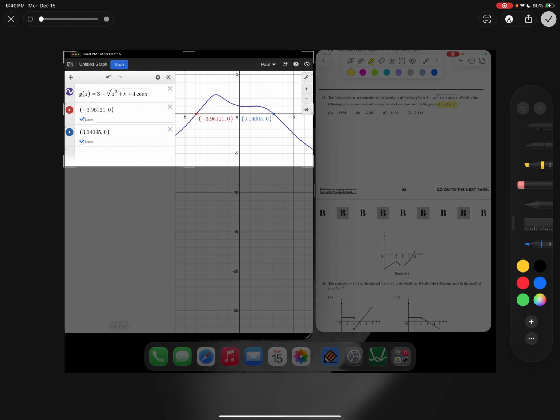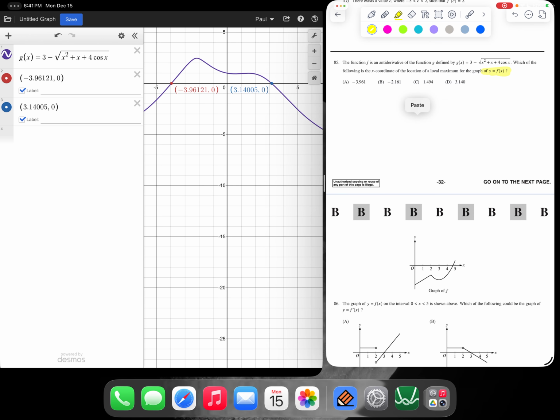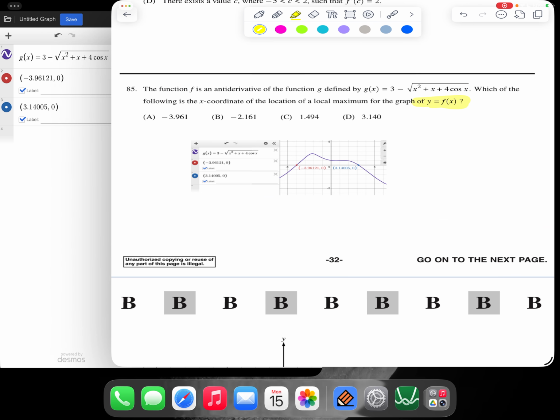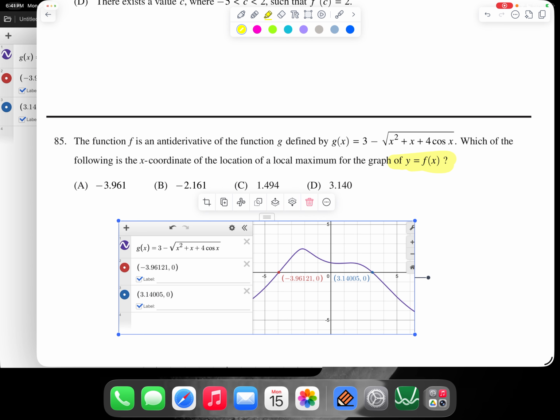I'm just going to grab a limited part of the Desmos piece, copy and delete because I don't need it later, paste it into there. Now let's take another look at Notability. Okay, what I've done here is another type of sign analysis.